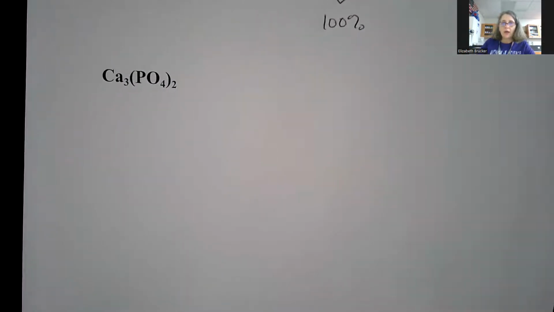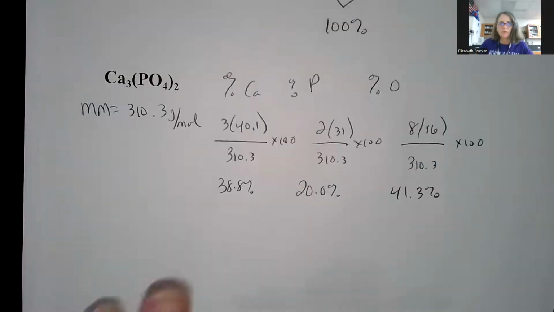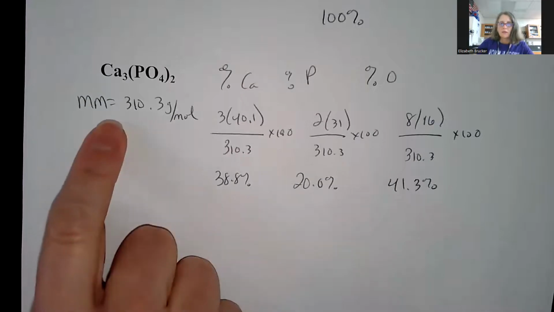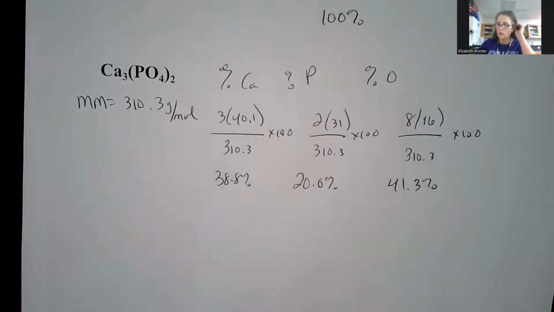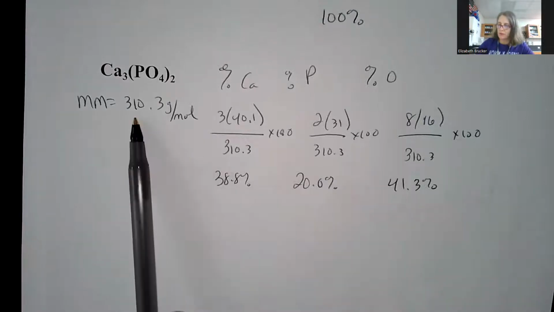So pause the video and see if you can do the percentage of calcium in there, the percentage of phosphorus, and the percentage of oxygen. And then when you come back on, I will show you the answer. So the molar mass of the calcium phosphate is around 310.3. And again, just show me all of your work when you have these types of problems.